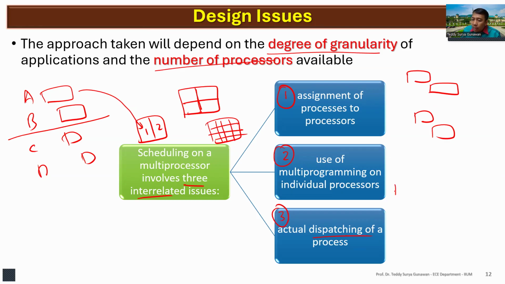The third one is the actual dispatching of processes. Remember when you have the ready queue, and then you can dispatch. If you have one ready queue and two cores, you need to decide which one to dispatch to here and which to dispatch to there. Or if you have two ready queues, what will happen? So these are the three design issues that emerge when you want to schedule multiple processes onto a different number of processors.